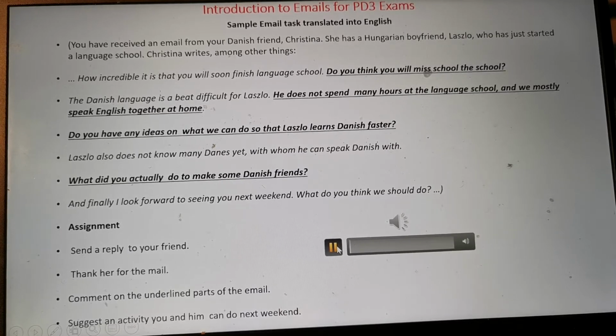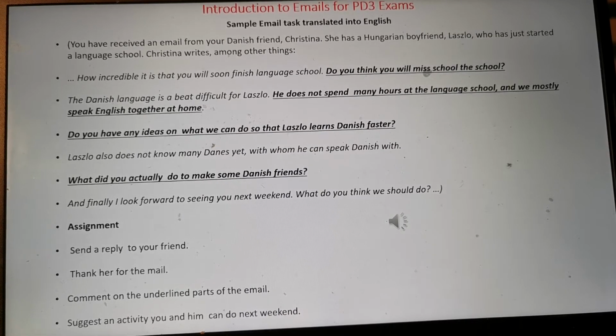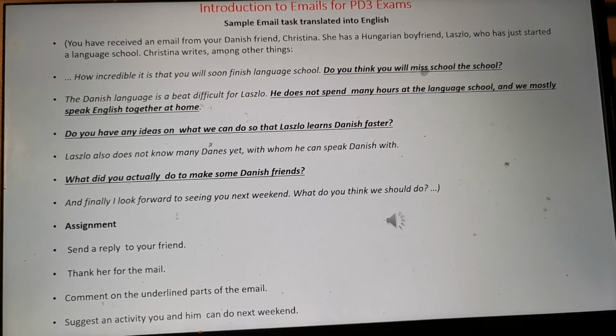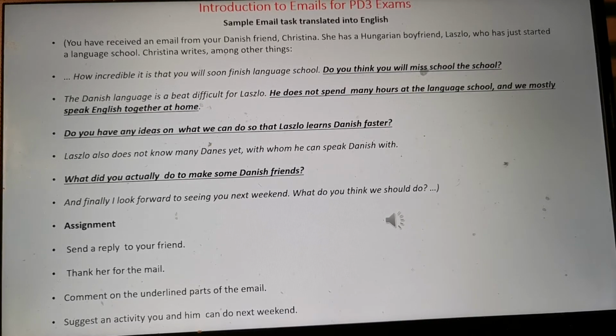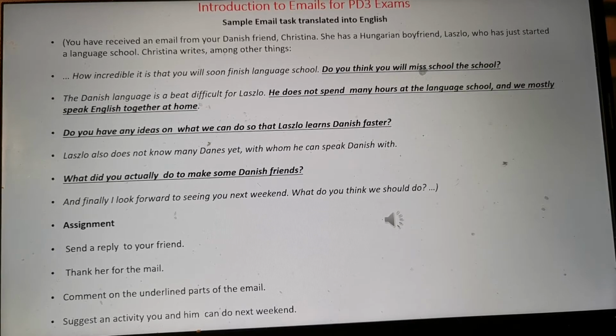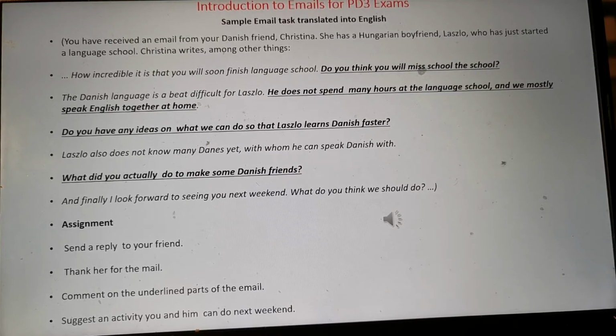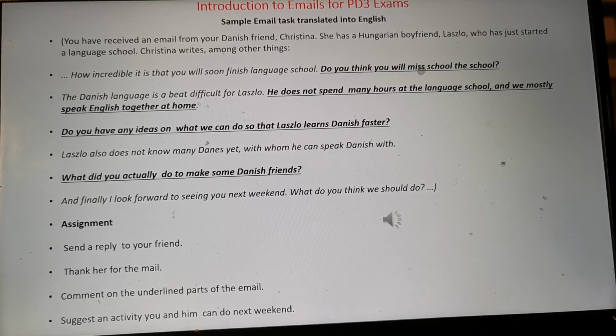The following is a sample of an actual PD3 email task translated into English. You have received an email from your Danish friend, Christina. She has a Hungarian boyfriend, Laszlo, who has just started a language school. Christina writes, among other things, how incredible it is that you will soon finish language school. Do you think you will miss the school?